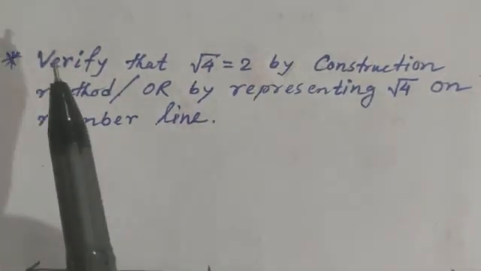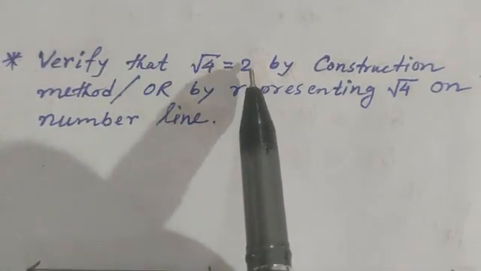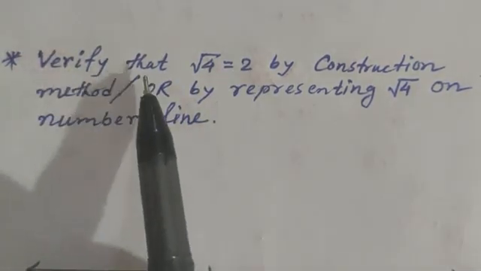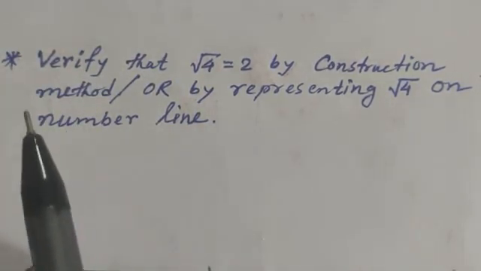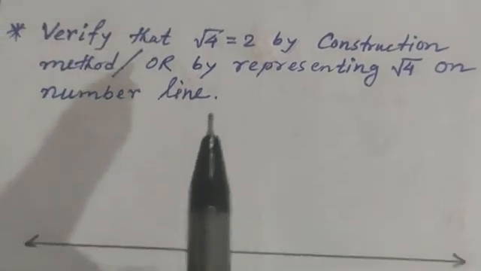Even though you know that root over 4 is equal to 2, this is to be verified. By the division method also you will get the answer, but this is to be verified by the same method that I showed just now. What to do? The same method you have to perform.